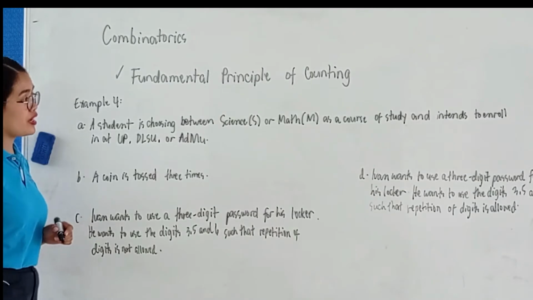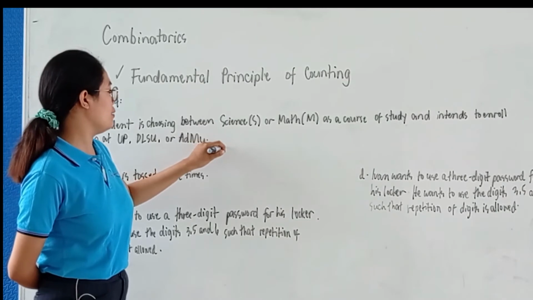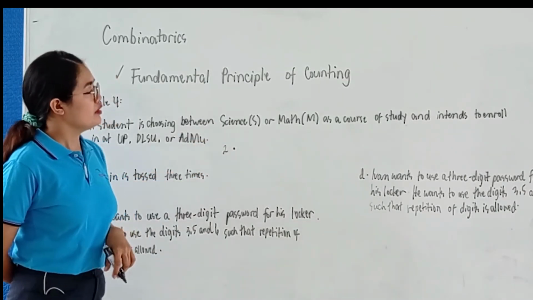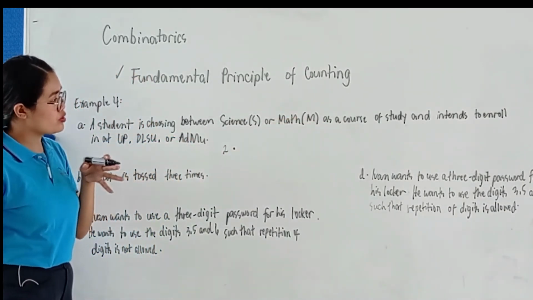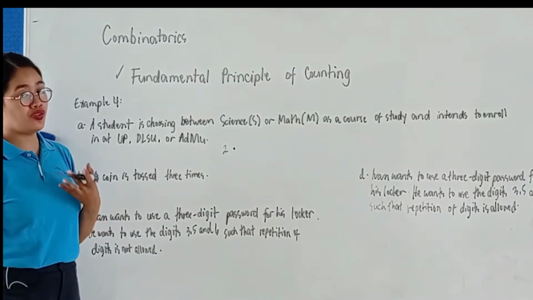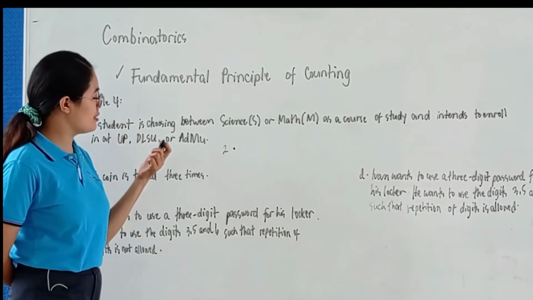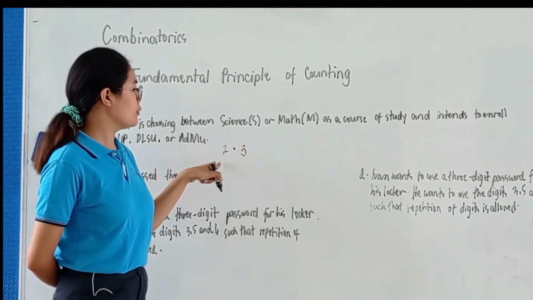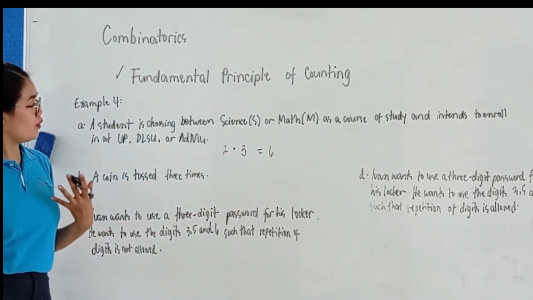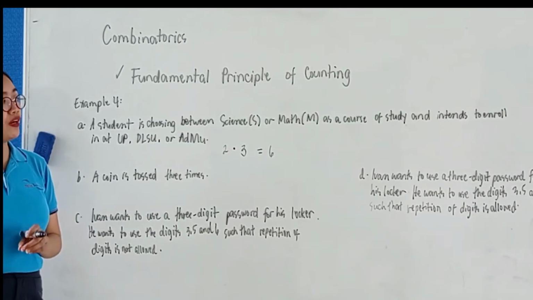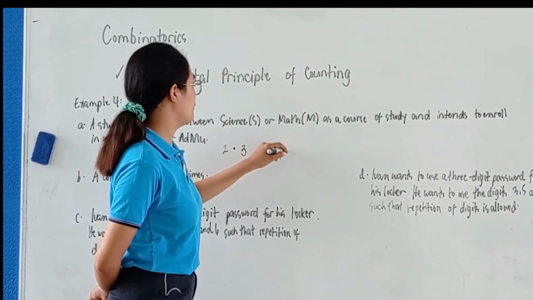For our first step, we have two options, science and math, so we have 2. Then multiply it by the number of possible options for our second step, which is choosing a school to enroll in. We have 3 options there: UP, DLSU, or ADU. That would be 2 times 3, meaning there would be 6 possible combinations of choosing a course of study and a school to enroll in. We have 6 possible outcomes.